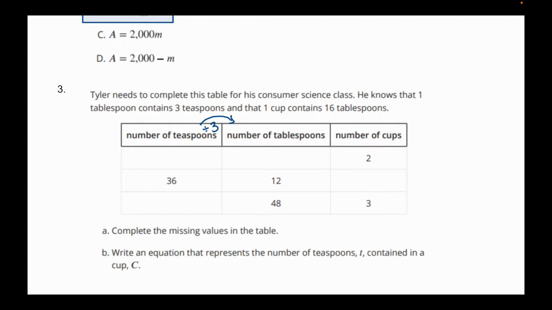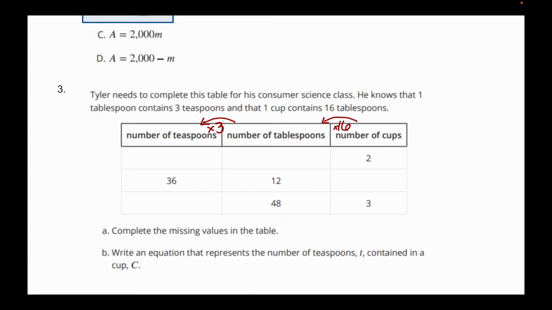And now a cup contains 16 tablespoons. So actually it might make sense for me to write these rules out from right to left. Each cup I can multiply by 16 to get the number of tablespoons, and then each tablespoon we can multiply by 3 to get the number of teaspoons. So if we need to go the other direction, we'll just divide by those numbers instead.